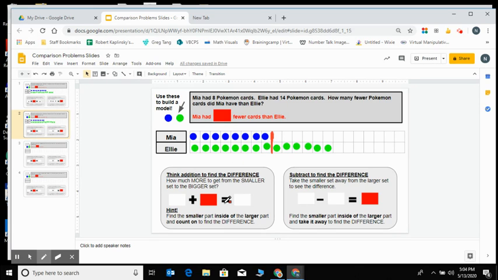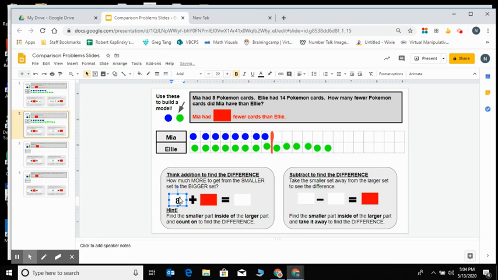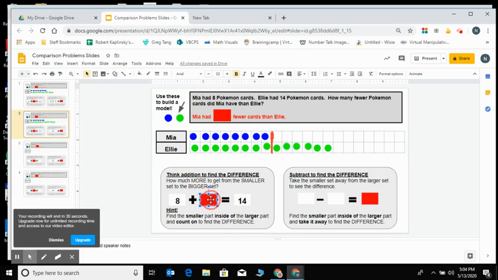So if I'm thinking addition, remember I'm starting with the smaller set, which is Mia's 8 Pokemon cards. And I'm going to be adding up to the larger set of Ellie's 14 Pokemon cards. And when I count up 8, 9, 10, 11, 12, 13, 14, I counted up 6. If I'm subtracting to find the difference, I'm starting with that larger set of 14, and I'm taking out the 8 that Mia has, and I will still see that difference of 6.